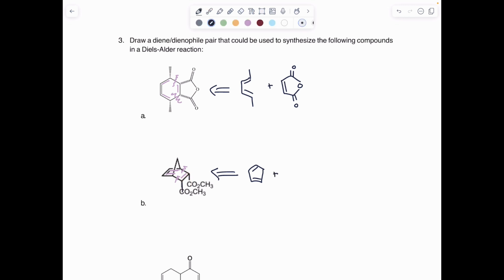And because these are both facing down, we know that the two substituents would have been in a cis position relative to one another. So I'm going to draw this double bond with two cis substituents, and then it's CO2CH3 for both of them.